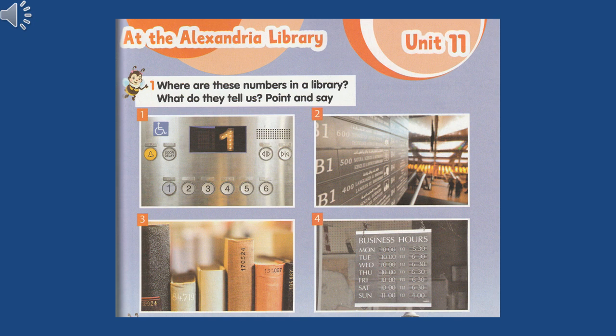Picture number 4. What can you see? These numbers are time. Excellent. They tell us what time you can visit the library. So let's look at Monday, the business hours on Monday from 10 to 5:30. On Tuesday, 10 to 6:30. So that's the schedule, the business hours when the library is open.